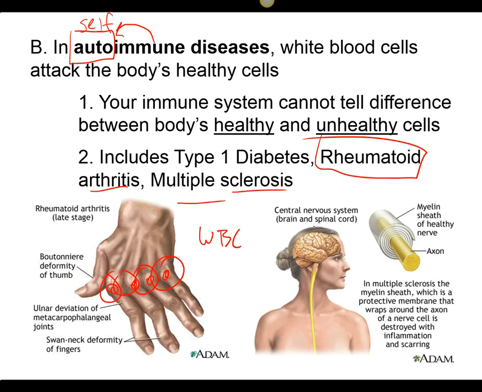Multiple sclerosis, when your white blood cells start to degrade the myelin sheath, this wrapping around your nerve cells, causing inflammation and scarring in the nervous system.